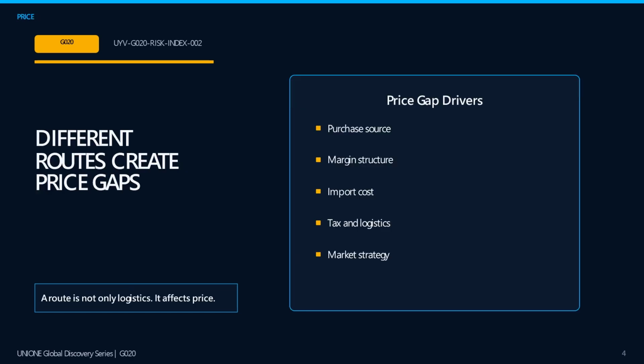Different distribution routes often create different selling prices. One importer may purchase directly from an authorized supplier. Another may obtain the same product through discounted inventory, another country, or a different wholesale route. Import costs, taxes, freight, margins, and market strategies may also differ. As a result, the same product can appear in one market at significantly different prices.